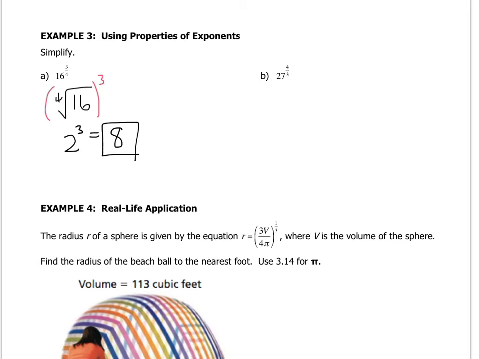Over in example B, we want the third root of 27 raised to the fourth power. The root is always on the bottom, and the third root of 27 is 3, and 3 to the fourth is 81.